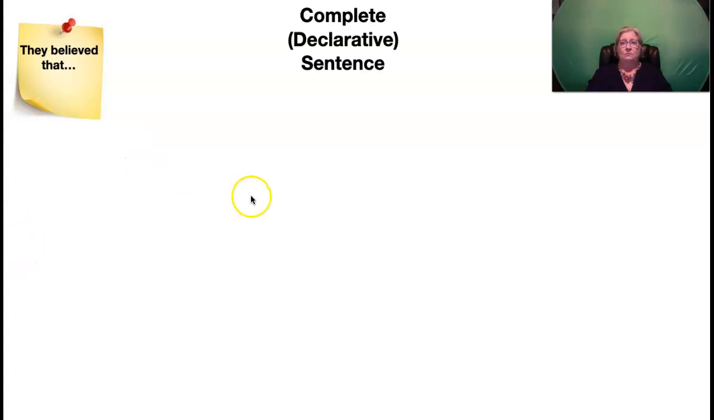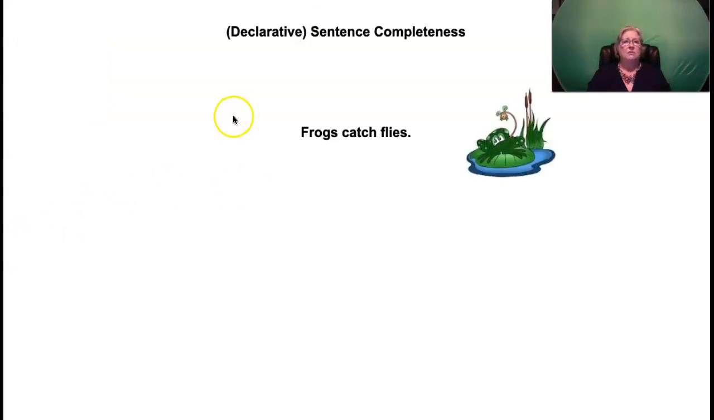Now, some people will say, well, why can't you teach that a complete sentence has a subject and a predicate? Well, I'll show you why in a moment. All right, so let's give this the they believe that test. They believe that frogs catch flies. Now, subject, verb, object. But if you were to put if in front of frogs catch flies, then it still has a subject, verb, and an object, but it's not a complete sentence now because you added a subordinating conjunction. So they believe that if frogs catch flies, that's not going to work. And you can see that it's not going to work.